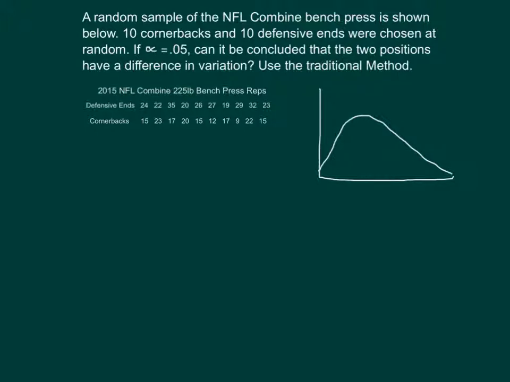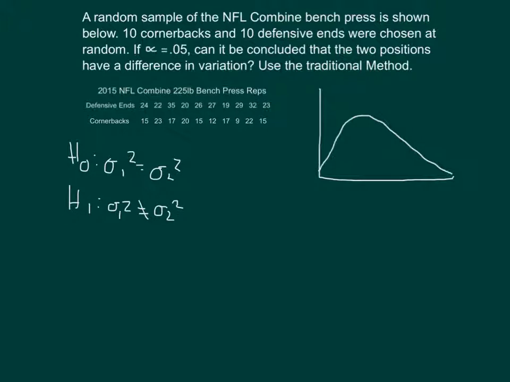Okay, so for our hypothesis, we're going to do variance 1 is equal to variance 2. And for the alternative, we will do that variance 1 is not equal to variance 2.